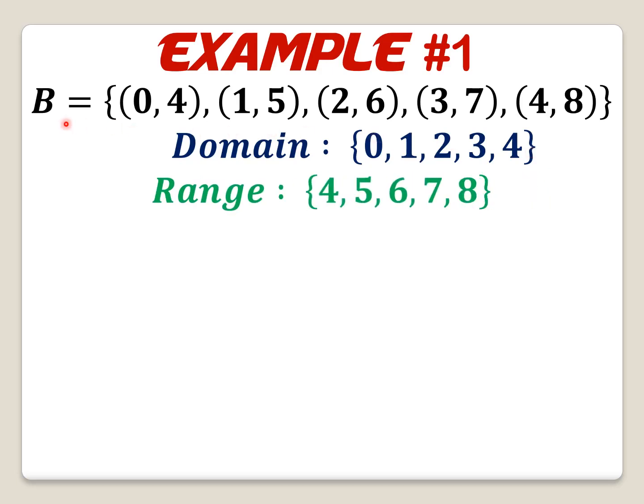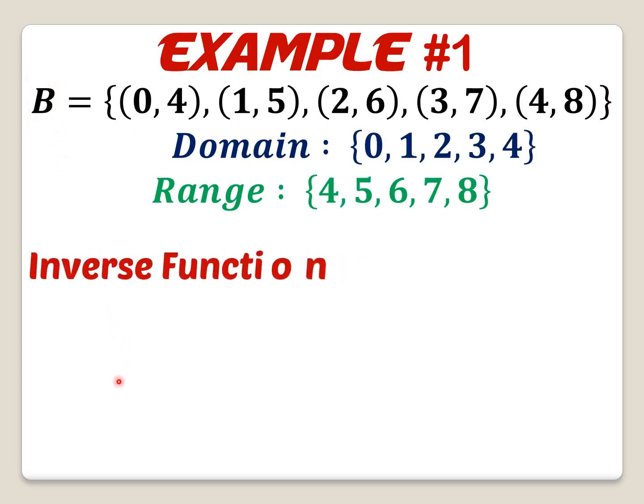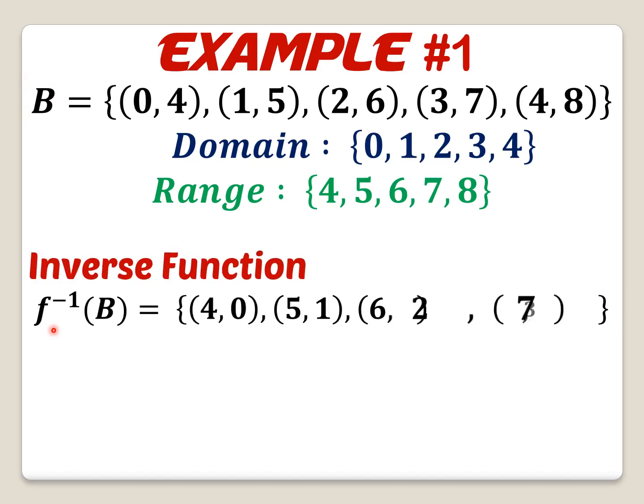Now, if we get the inverse function of set B, you will write it this way. You read this one as the inverse function of B, and all you have to do is to interchange the ordered pairs. So (0, 4) will be (4, 0), (1, 5) is (5, 1), (2, 6) is (6, 2), (3, 7) will be (7, 3), and (4, 8) will become (8, 4). So this will be the inverse function of set B.